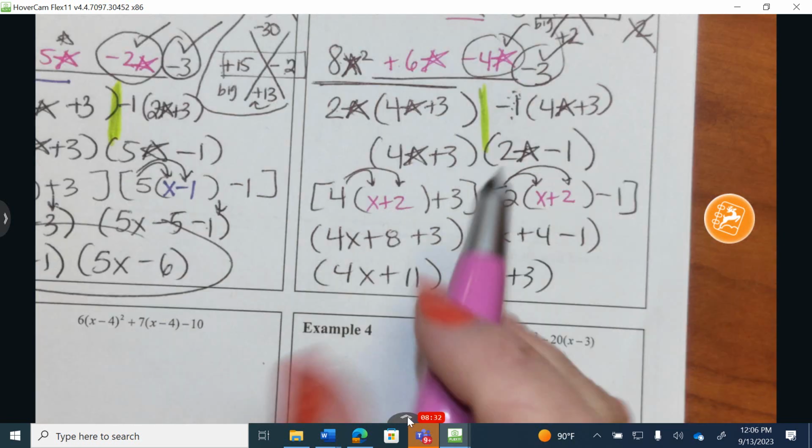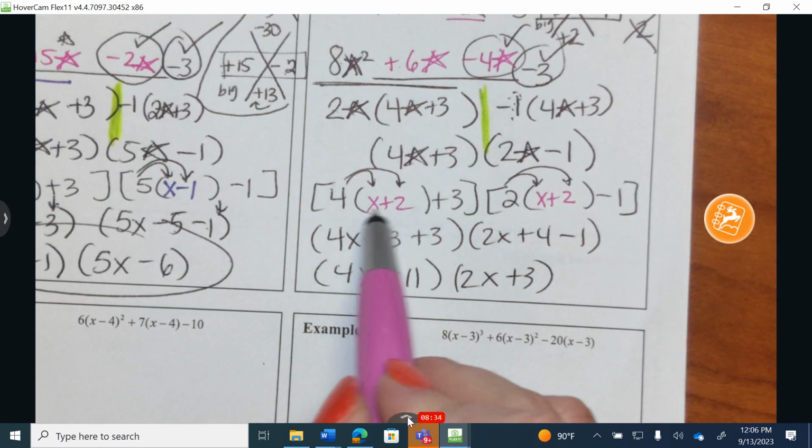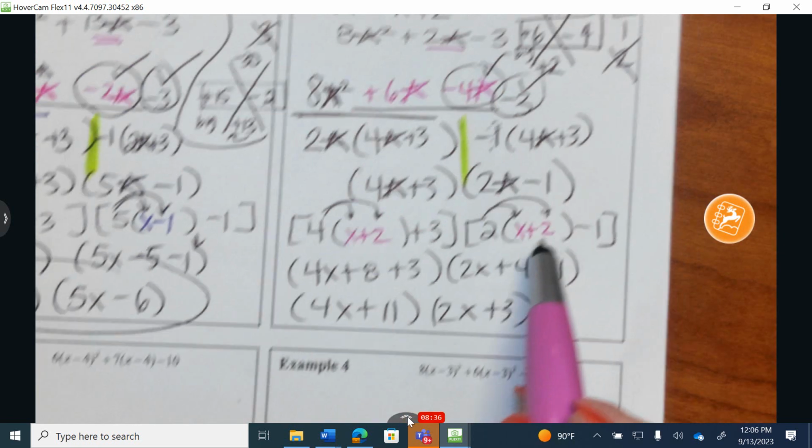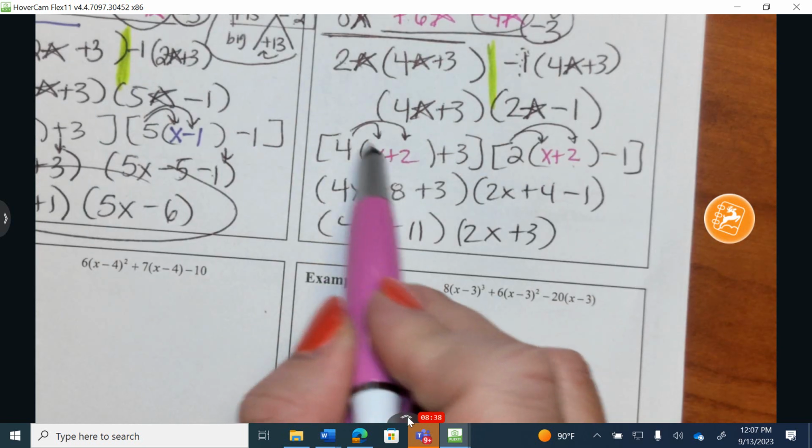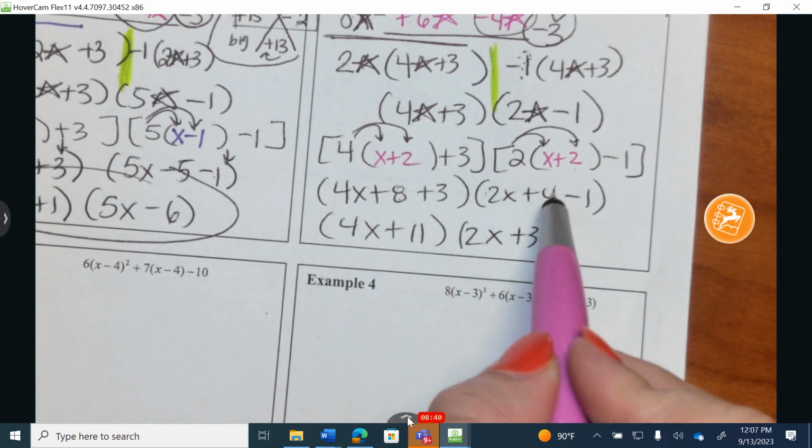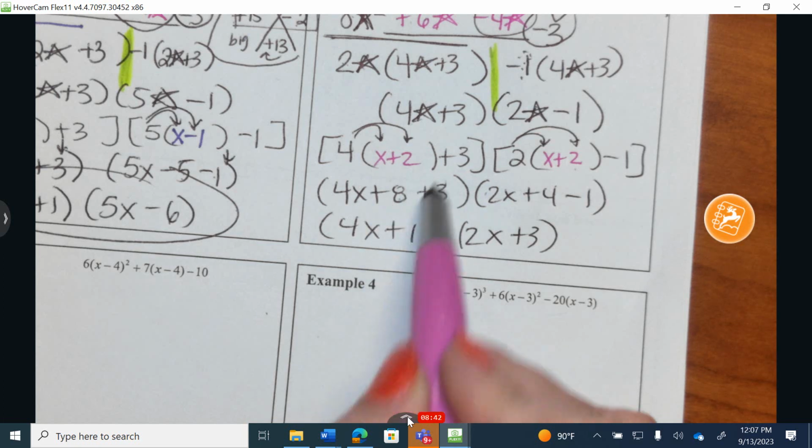All right, so I went ahead and I replaced the stars with the quantity 2x plus 1. And I distributed the 4, distributing the 2, and combining like terms.